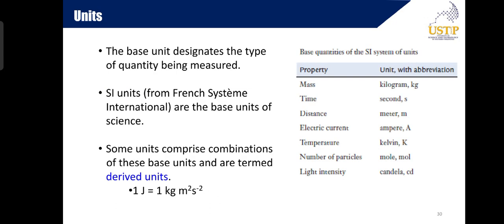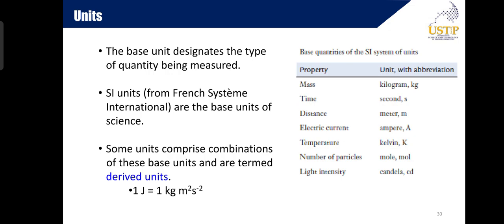So for the units, the base unit designates the type of quantity that is being measured. For the mass, we have here kilogram. For the time, we use seconds. For the distance is meter. For the electric current, we have ampere. For the temperature, Kelvin. The number of particles is mole, and for the light intensity is candela. So this is the SI system of units.